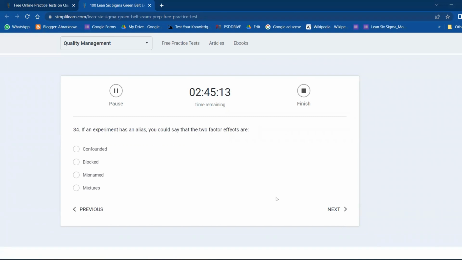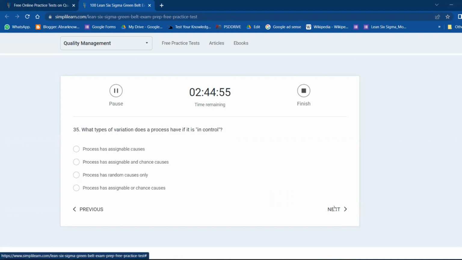And let's go to the 34th question. If an experiment has an alias in the DOE, you could say that two-factor effects are confounded, right? For example, A and B. AB is there, let's say AC is there. That means A is confounded, right? This is part of the design of experiment.